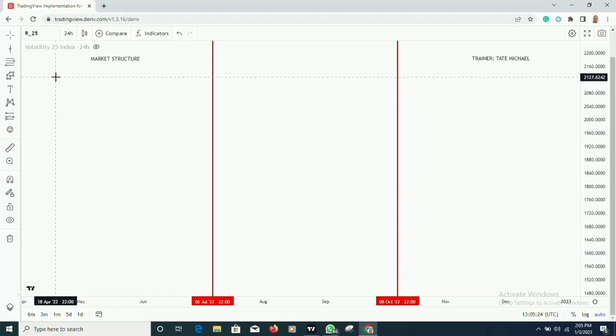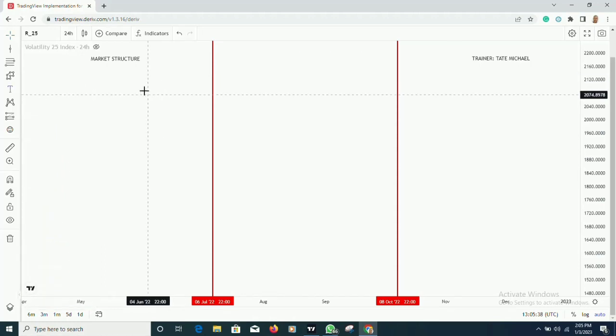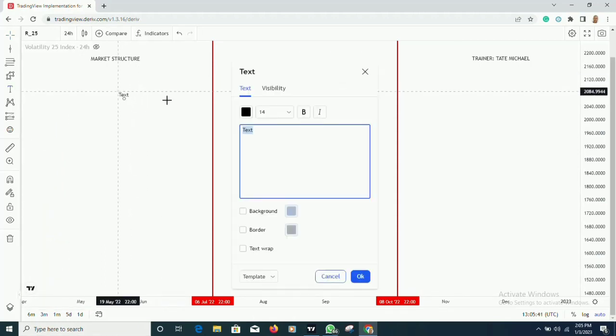We'll start by defining the different types of market structure that we have. Generally, we have three types of market structure, which are bullish trend, bearish trend, consolidation trend, or choppy trend. So let's start by listing out the various types of market structure. So we have three types of market structure.